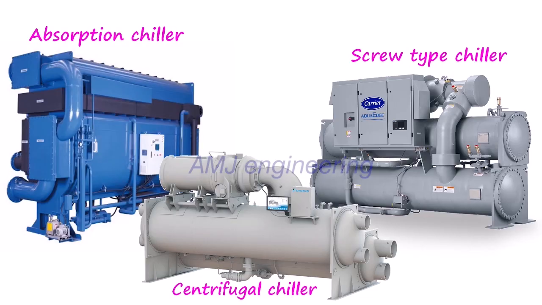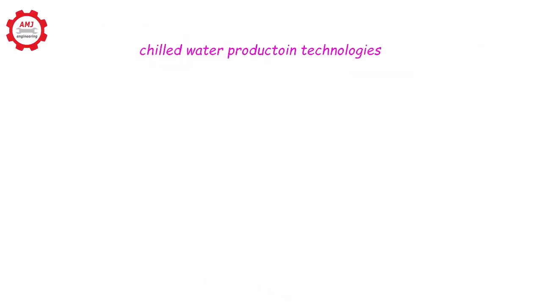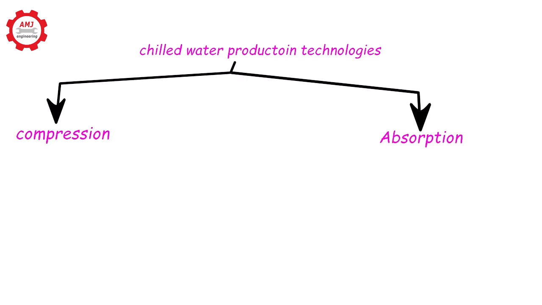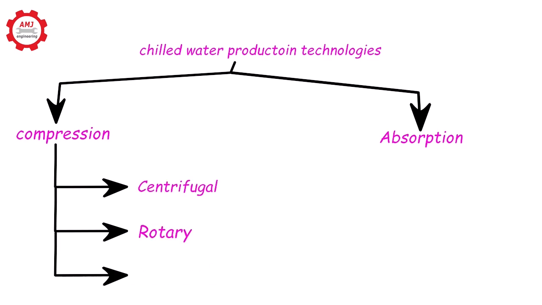Hi again. In this video we will learn the different types of chillers that are used in the market. There are essentially two major categories of commercial chilling technologies: compression and absorption. Let's start with the compression chillers. There are three types of compressors used in compression chillers: centrifugal, rotary, and reciprocating.